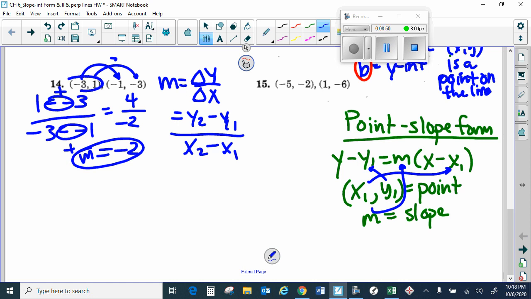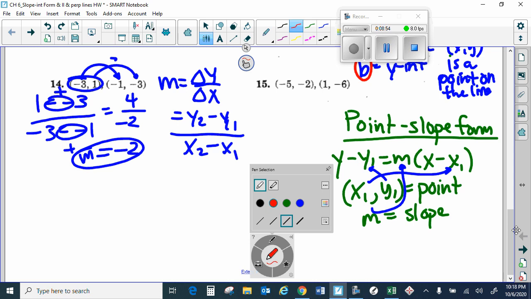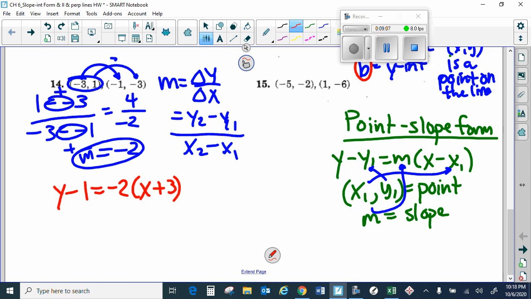I'm going to go ahead and use that point. I'm going to now plug that into point slope form first. So y minus the y coordinate 1 equals m times the quantity x minus a minus 3 makes it a plus 3, or minus a negative 3, same thing. Okay, now I'm going to go ahead and distribute the 2 through there, negative 2x minus 6.